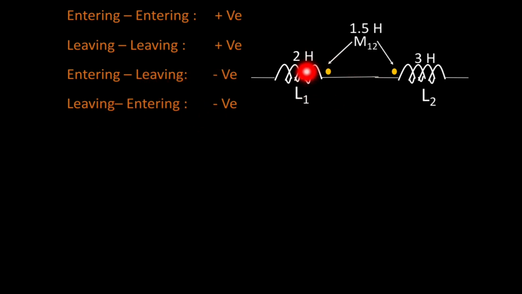Now one example is here. L1 is 2 Henry, so it is the self inductance of this L1. Similarly 3 Henry is the self inductance of L2, and 1.5 Henry is the mutual inductance between this L1 and L2, which is represented by M12, and the polarity is given by this dot.